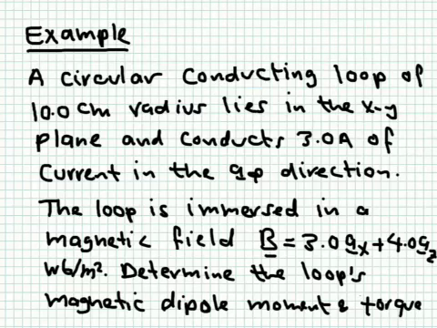Now let's see a couple of examples. We have here a circular conducting loop. It has a radius of 10 centimeters. It's in the XY plane. It carries a current of 3 amperes. It's put in an external magnetic field 3 ax plus 4 az. We would like to find the loop's magnetic dipole moment, and the torque affecting that loop.